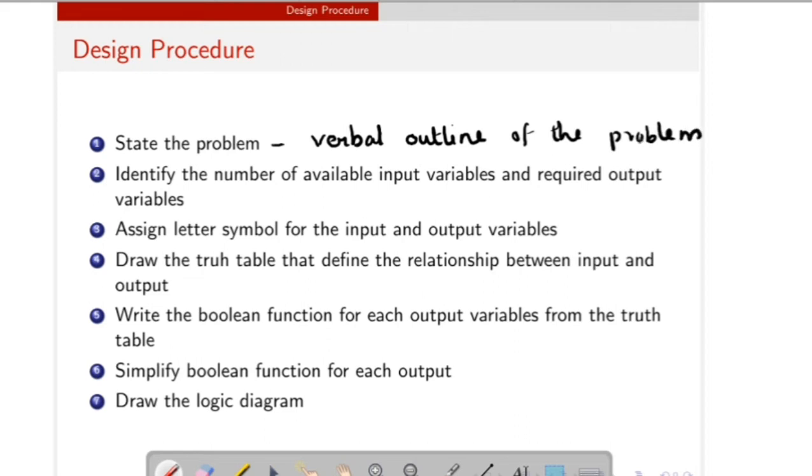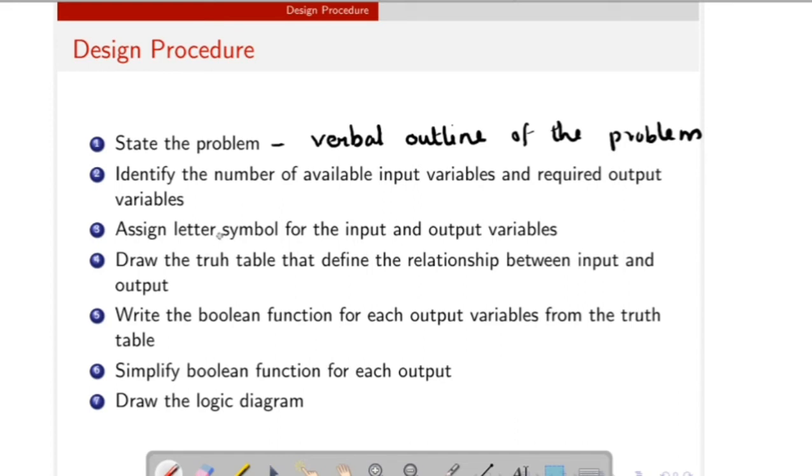Then the second step is identify the number of available input variables and the required output variables. That means from the statement of the problem, you have to determine what are the available input variables and the required output variables. Then the third step is, after identifying the inputs and outputs, we assign some letter symbols for each input and output. Okay. Next step is draw the truth table that defines the relationship between the input and the output.